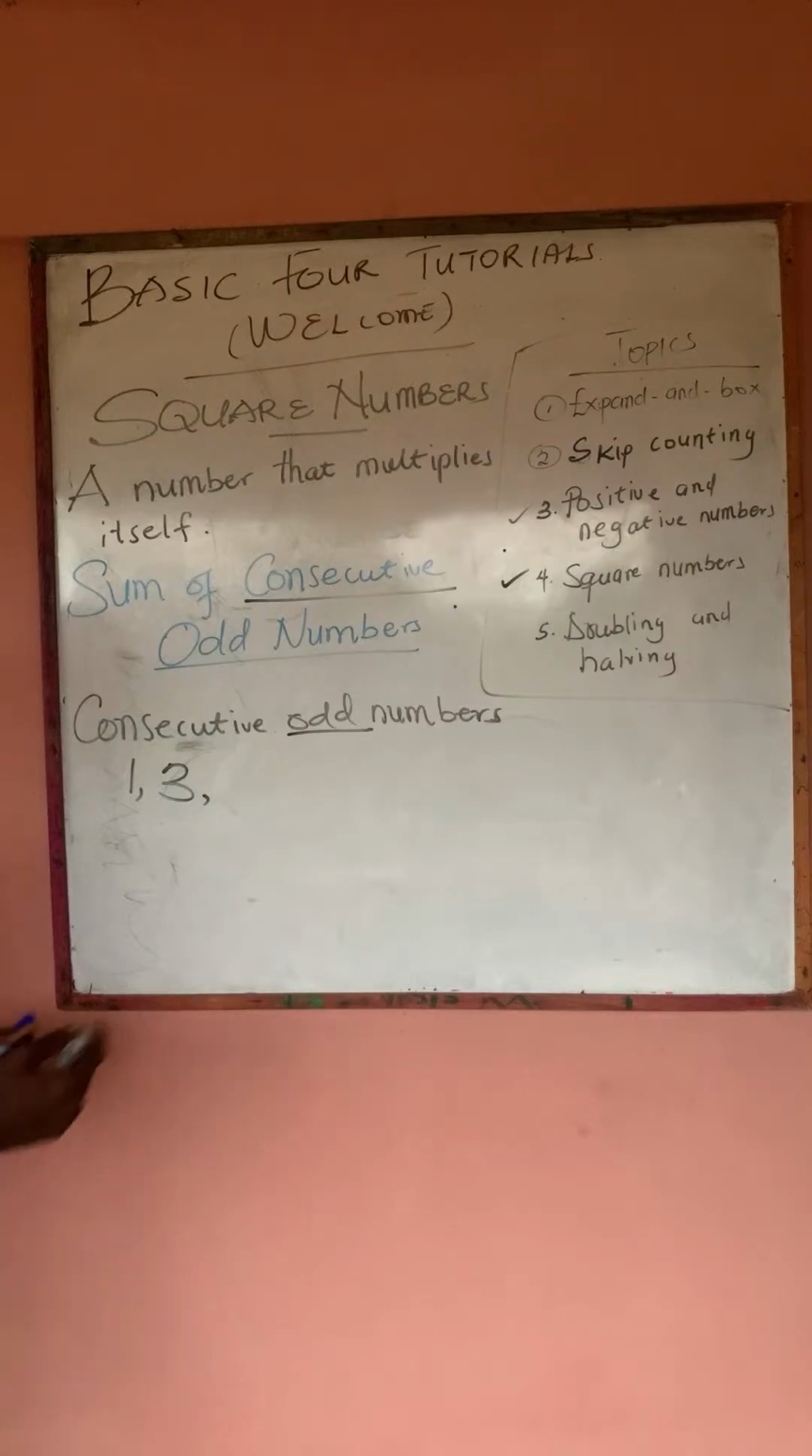So our next number after 1 is 3. What's the next number? So let us write the next 3 odd numbers. Let's fill up the next 3 odd numbers after 3.